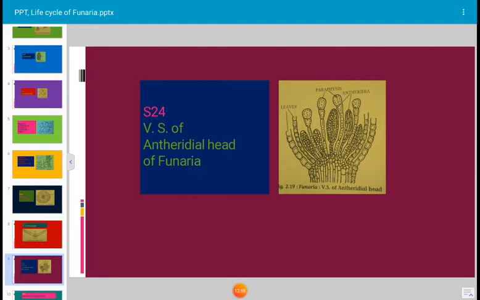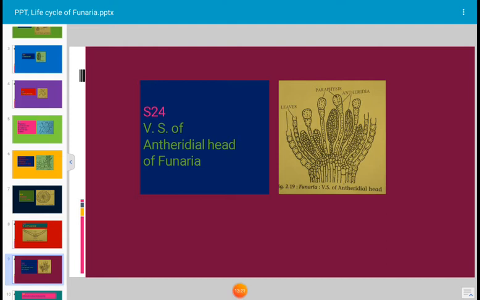The antheridia develop first and archegonia later, thus avoiding self-fertilization. This condition is known as protandrous condition. Let us see the antheridial head, the antheridia producing structure, in Funaria. This photograph is given. This is the vertical section of antheridial head.